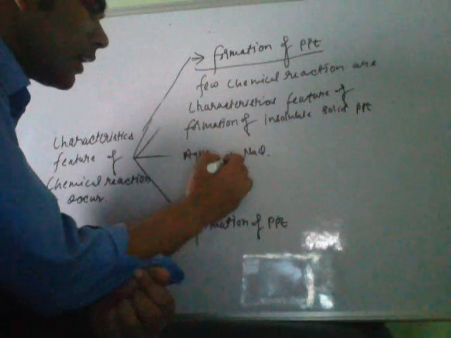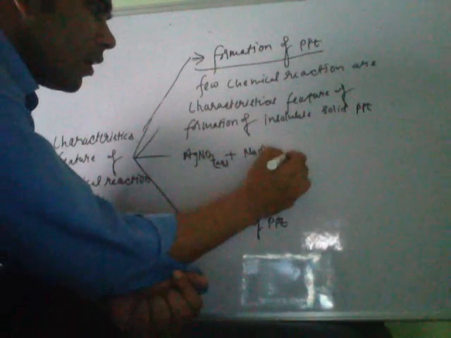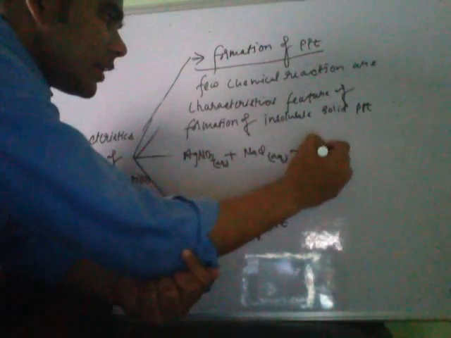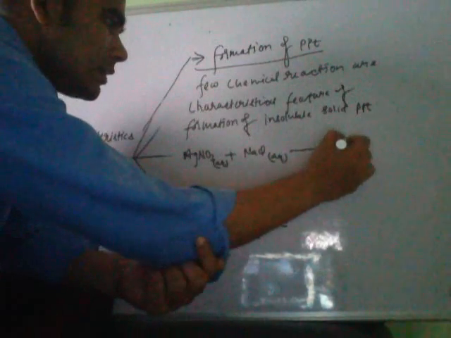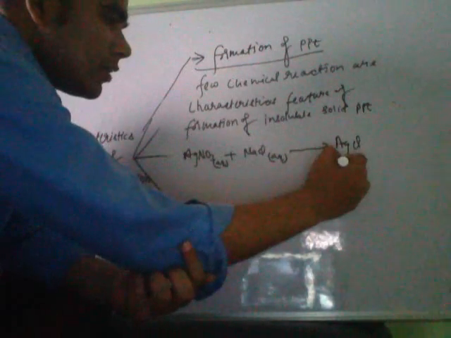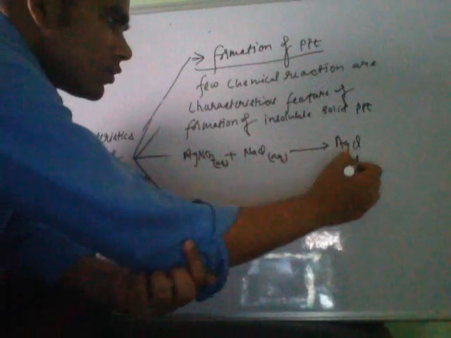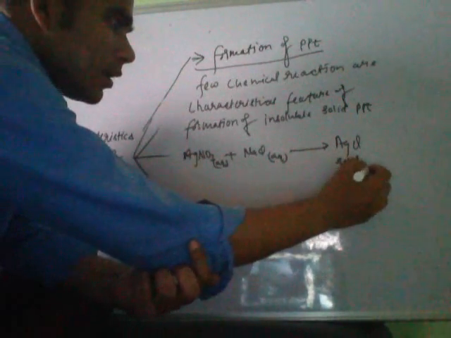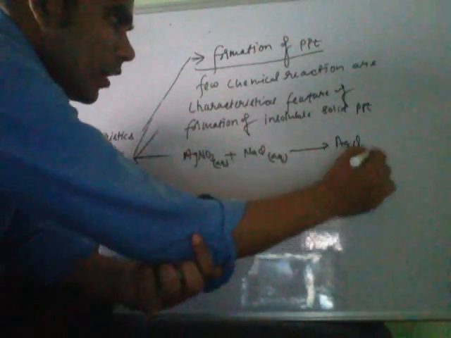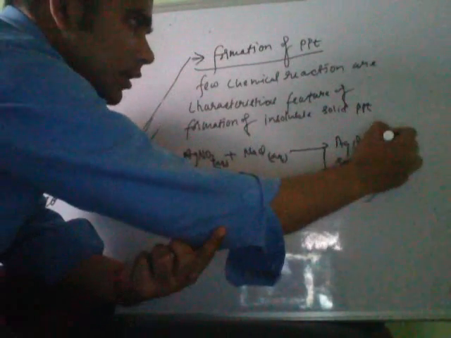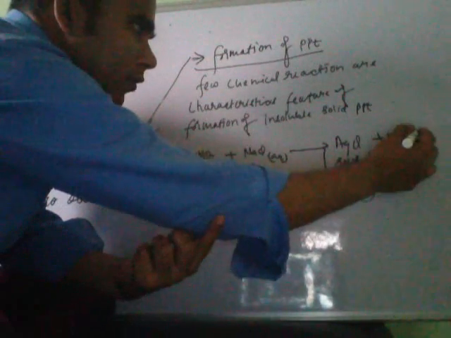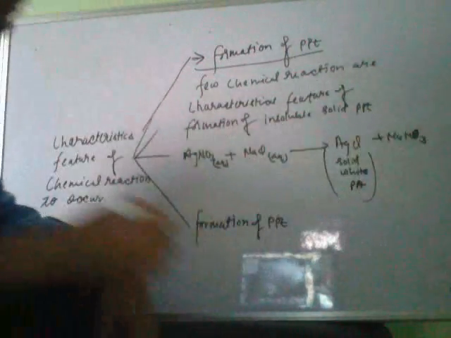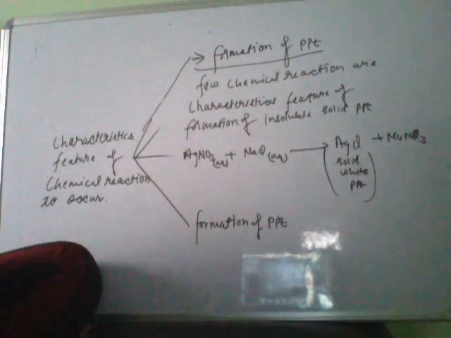the reaction takes place, then AgCl forms. This is the solid white PPT, and next NaNO3 forms. In a few chemical reactions you will always get a solid compound formed, and that is known as the precipitate.